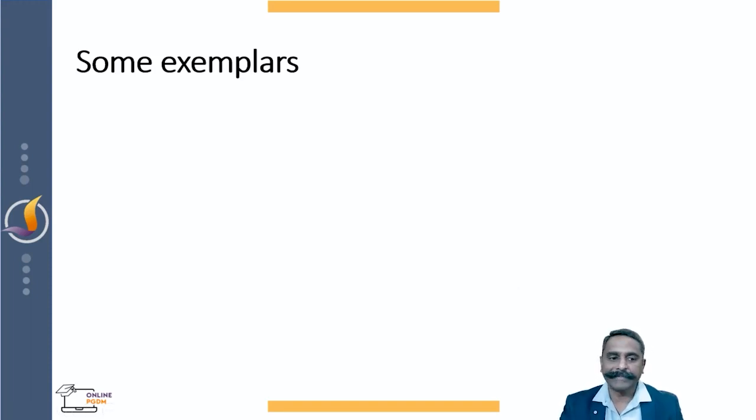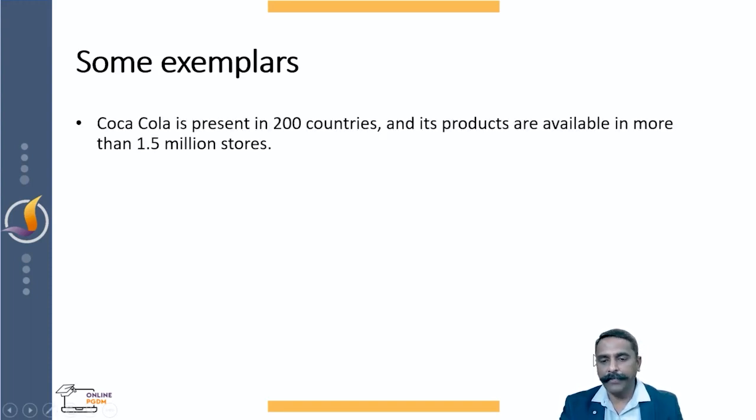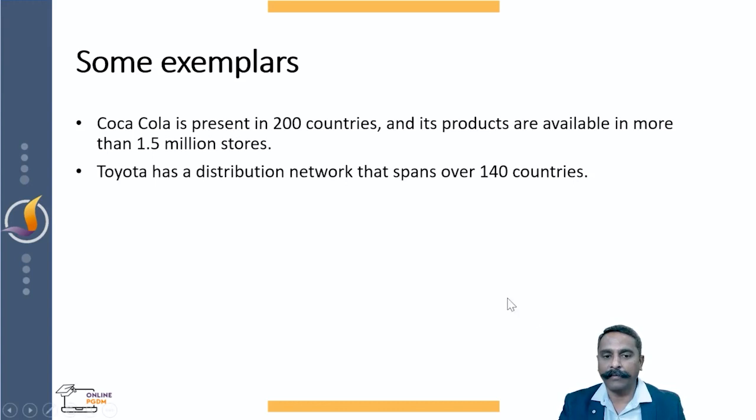Now, let us look at some examples of how these organizations have built their network. Coca-Cola is present in 200 countries and their products are available in more than 1.5 million stores, which is a very, very big number. So if tomorrow Coca-Cola comes up with a new product, within a span of a few days, this product will be made available to 1.5 million stores, and that becomes one of the biggest competitive advantages of Coca-Cola.